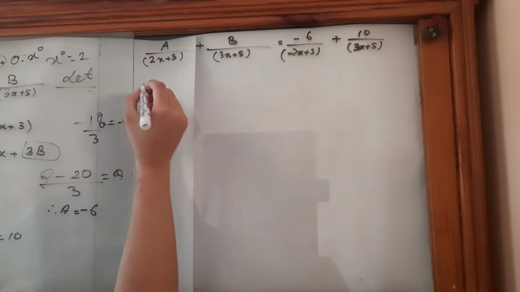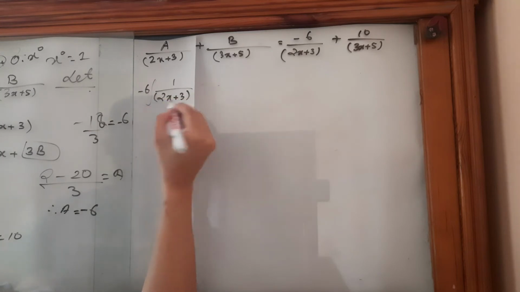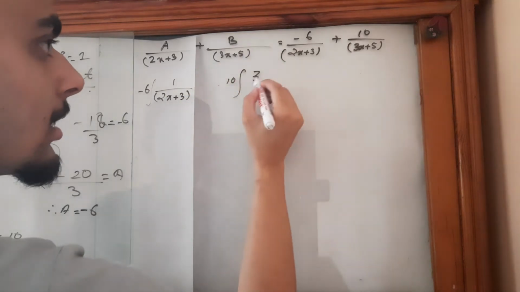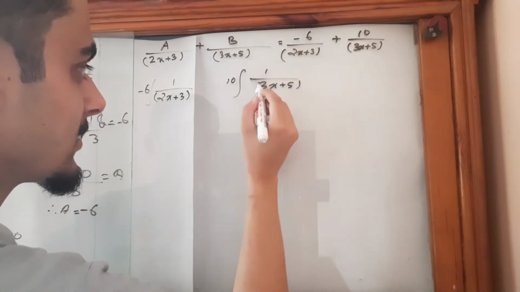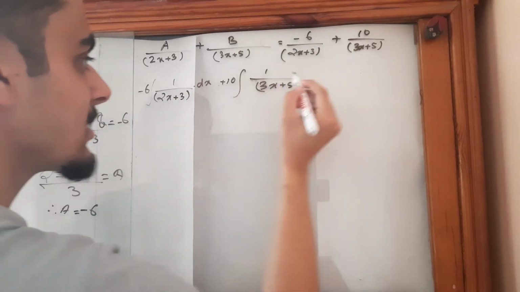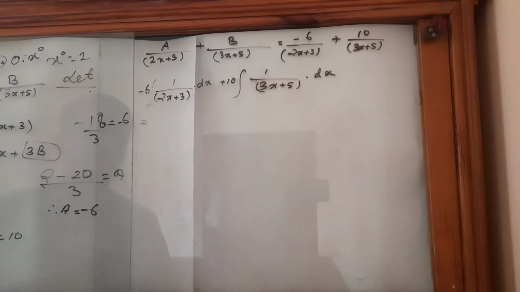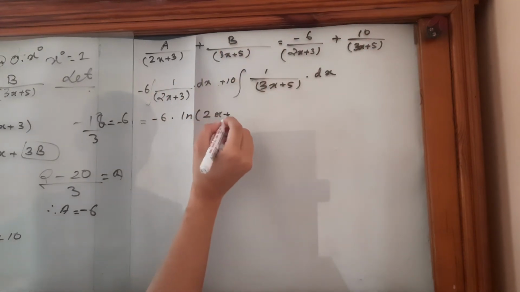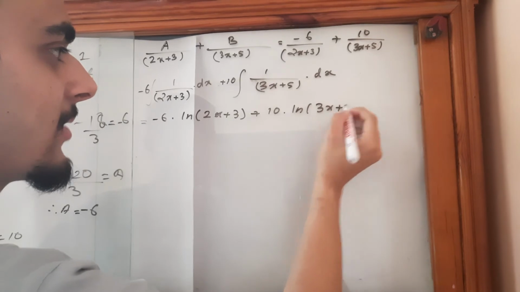Integration: minus 6 is a constant, so it comes outside. 1 over 2x plus 3 plus 10, again another, 1 over 3x plus 5, and what I missed here is a dx. Now it's a simple question. So that is minus 6, and the integration of 1 upon 2x plus 3 is ln of 2x plus 3, plus 10 times ln of 3x plus 5, plus c.